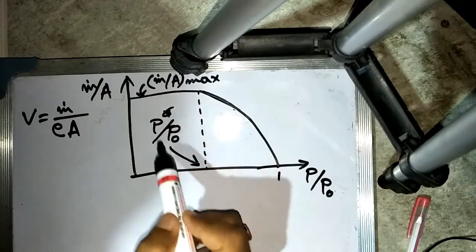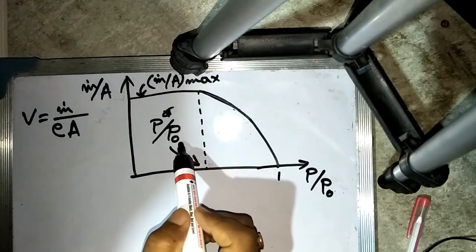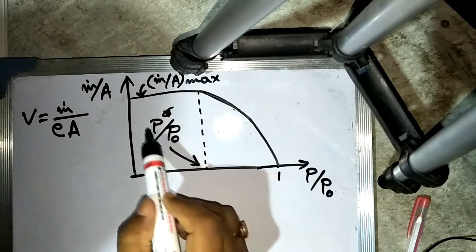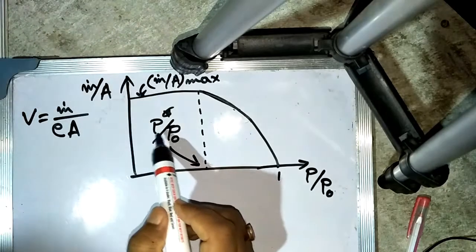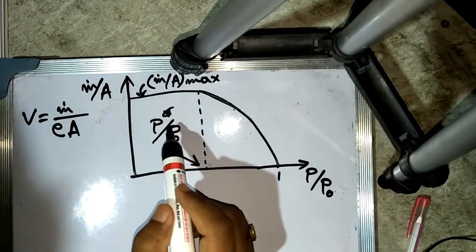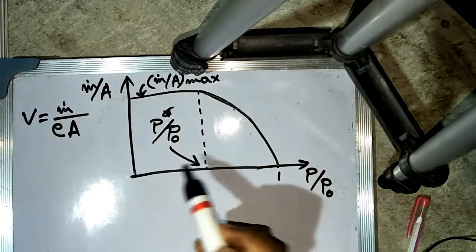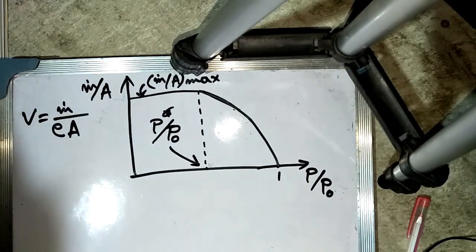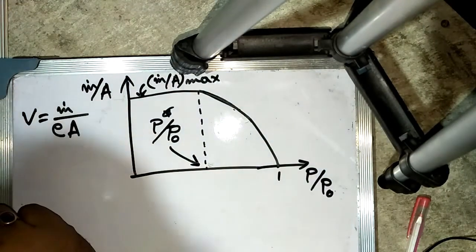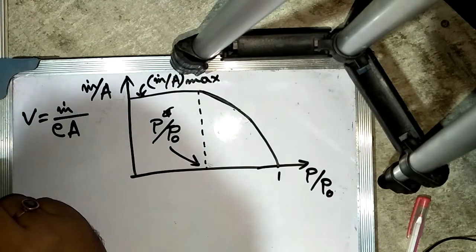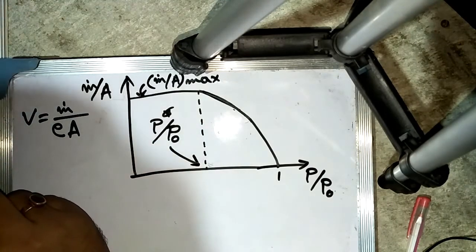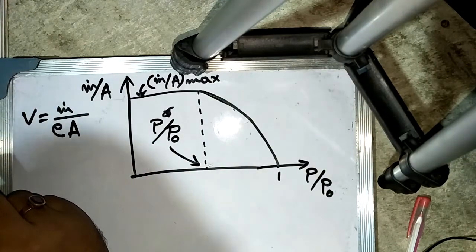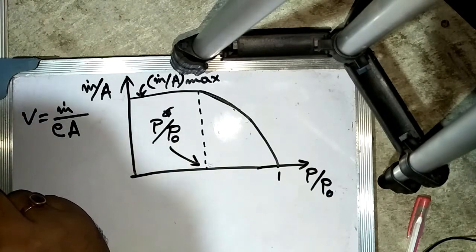For maximum discharge, we look at P star by P0. P star is the critical pressure and P0 is the stagnation pressure. So in a convergent nozzle, the velocity at exit from the nozzle is sonic when the discharge is maximum, and the exit properties are critical properties.